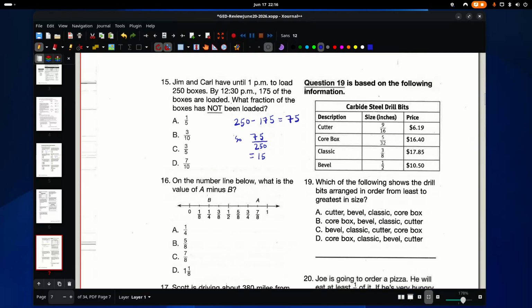And if we divide them both by 5, then we get 15 over, so 250 divided by 5 gives us 50, but we can do better than that. We can divide by 5 again to get 3 over 10. 3 over 10. And so we have something like that.